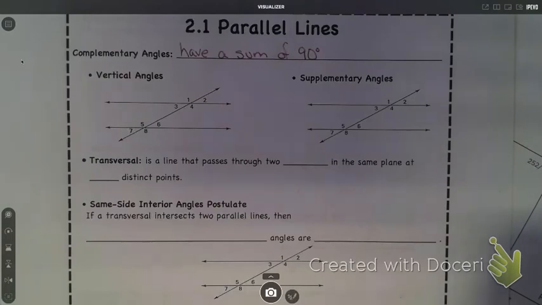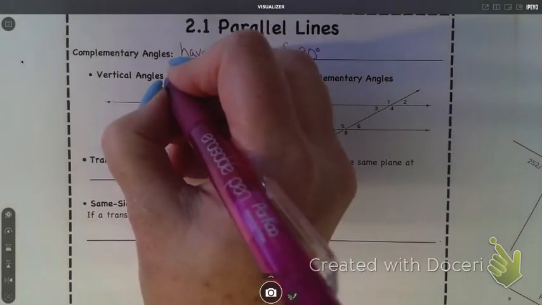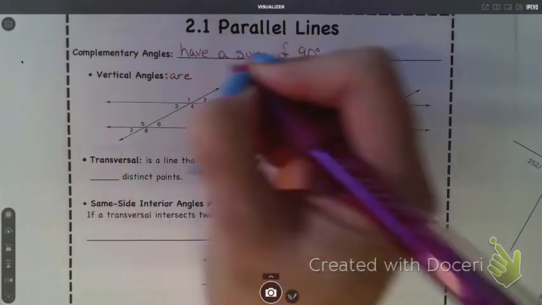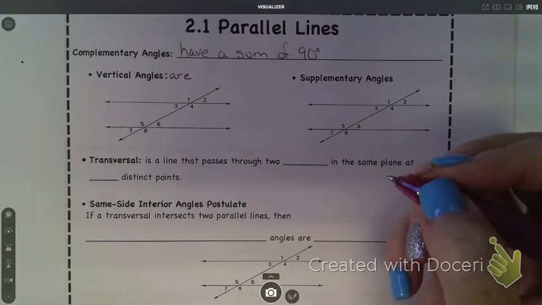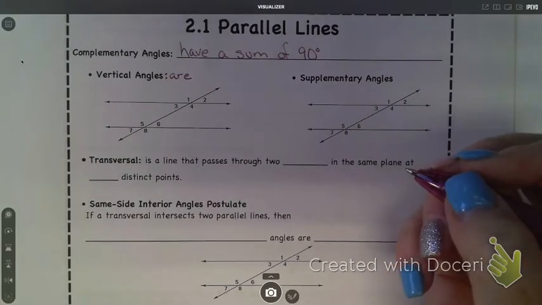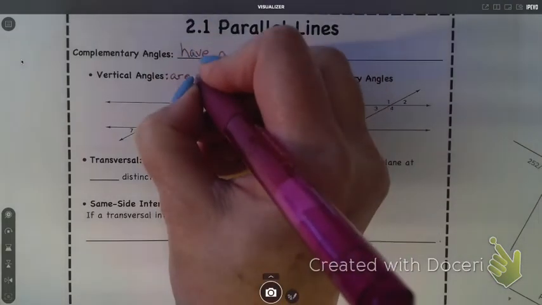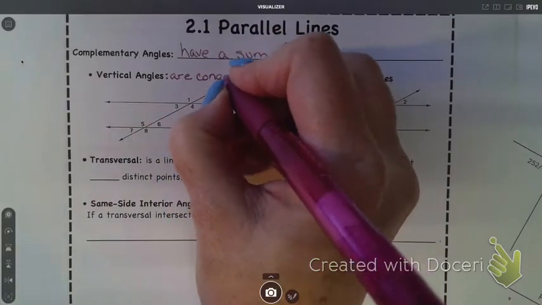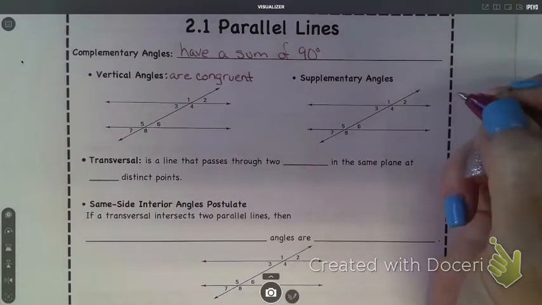Okay. So we have vertical angles, they're what? They're across. No. Vertical angles are what? You guys have other notes. Congruent. Congruent, that's what I meant. Not symmetrical. Congruent. Okay, what does congruent mean? They have the same measurement.